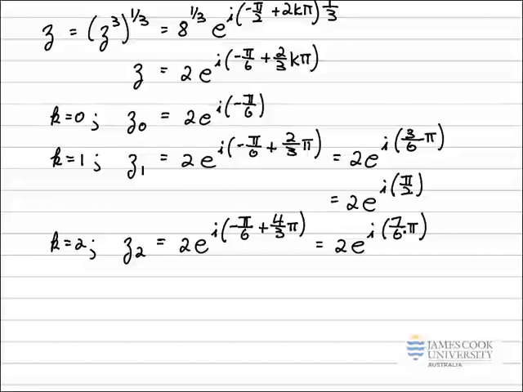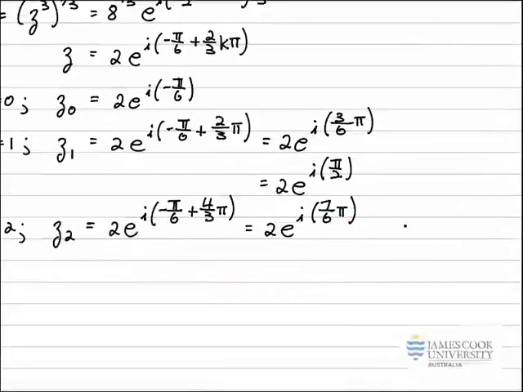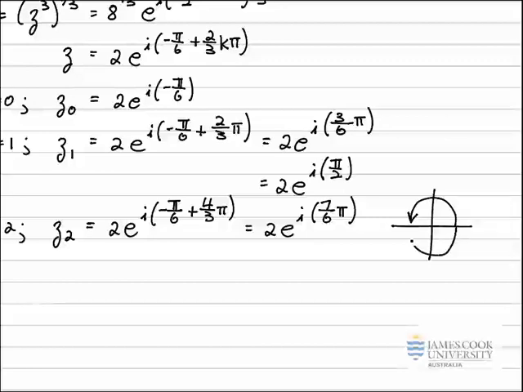We need to write our solutions down with the principal argument. Now remember, the principal argument is used if you're in the top half, so in between 0 and pi, we use a positive angle. If your complex number is in the bottom half of the Argand diagram, we use a negative angle and go around in a clockwise direction.